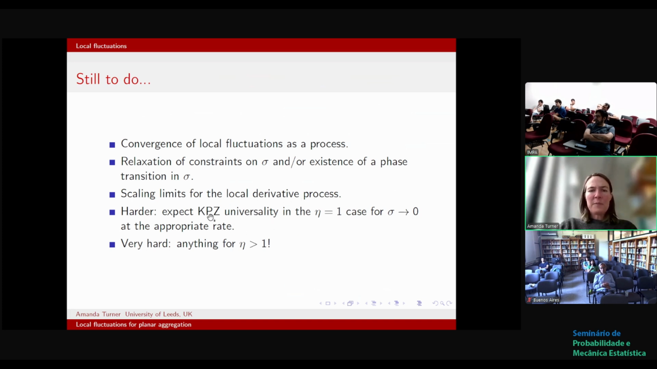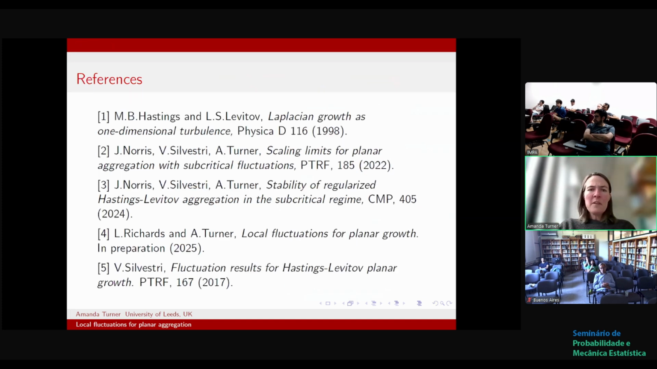So we expect KPZ universality in the eta equals 1 case if sigma tends to 0 at the appropriate rate. So can we say anything with that? And very, very hard: can we say anything at all when eta is strictly bigger than 1 and get things that aren't at disk limits at all? Okay, so that's all I wanted to say, and I'll end with some references. Okay, thank you very much.